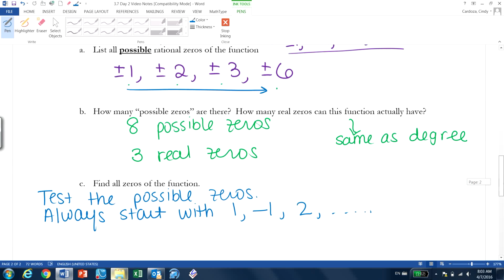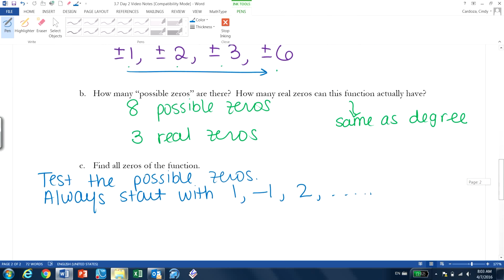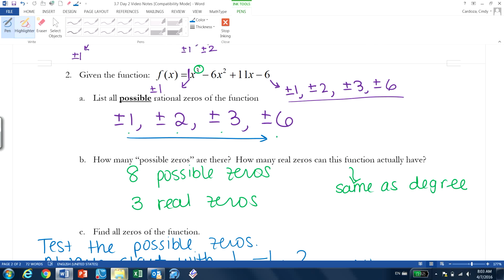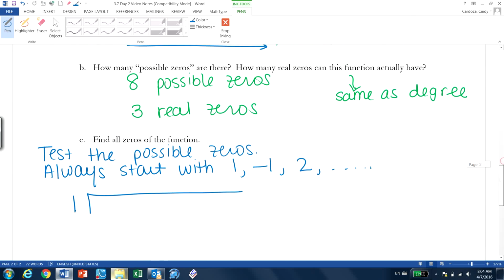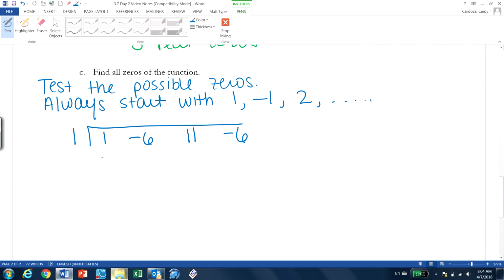So now we're going to use synthetic division, just like we normally do, but we're testing. So I'm going to start with 1. And remember, we're going to use all the coefficients of this polynomial: 1, negative 6, 11, and negative 6. So I'm going to write that here. We're doing everything we normally do. We're just testing whether 1 works.